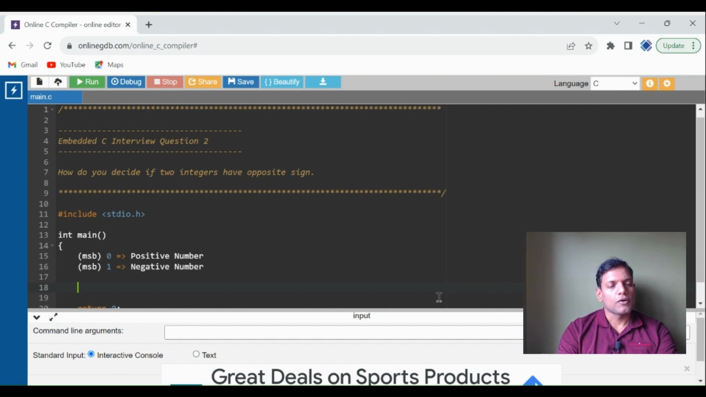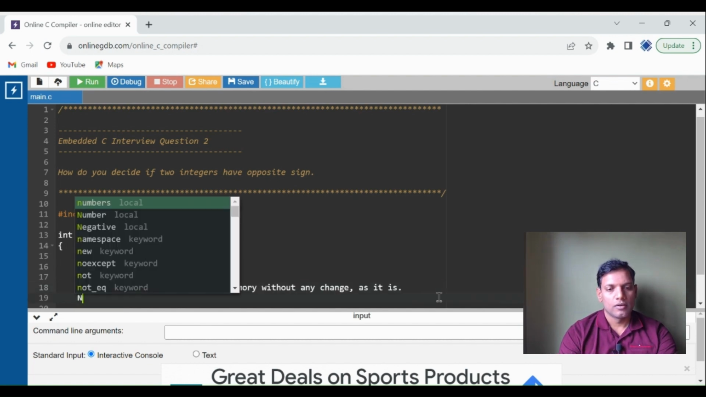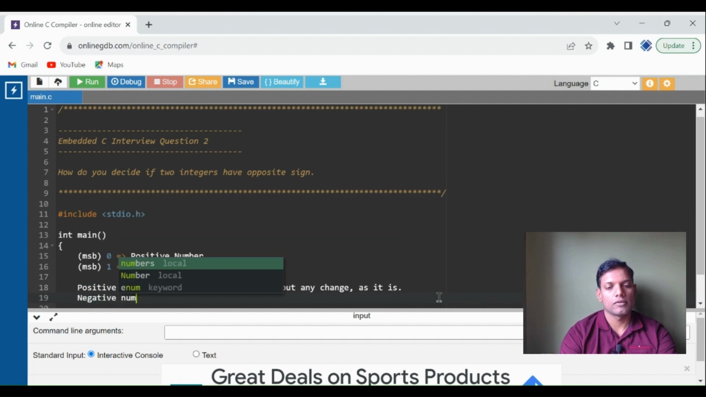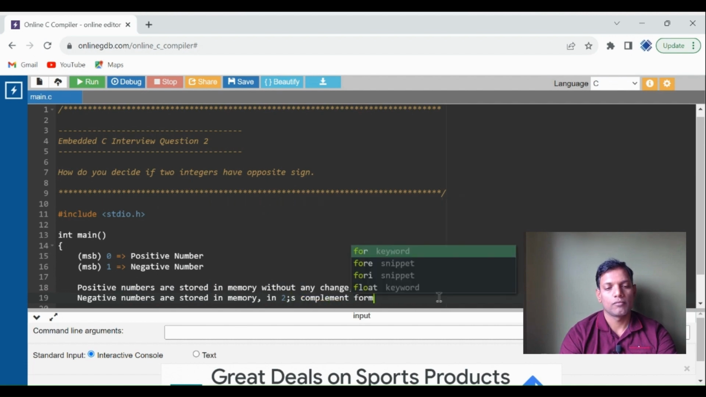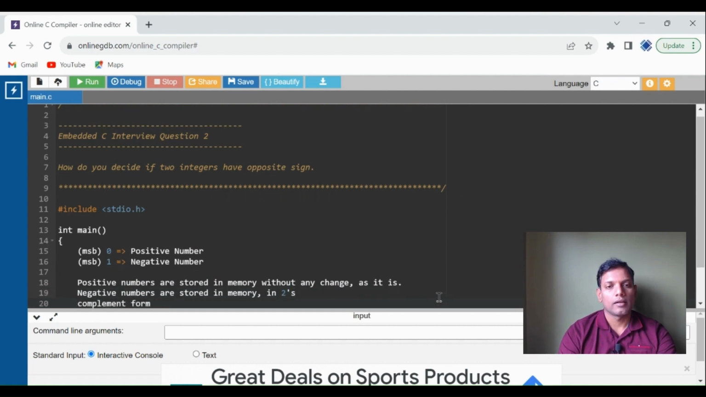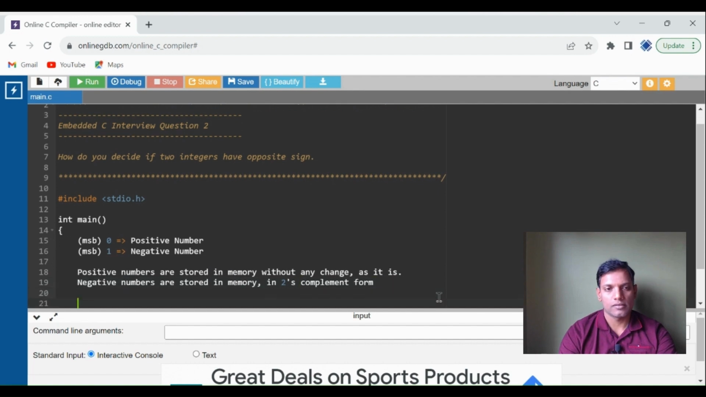Okay, positive numbers are stored in memory as they are, without any change. But what about negative numbers? Negative numbers are stored in memory in 2's complement form. I am expecting everyone is aware of the 2's complement concept, and it is the basics of electronics engineering. So, with that assumption, we will move forward.